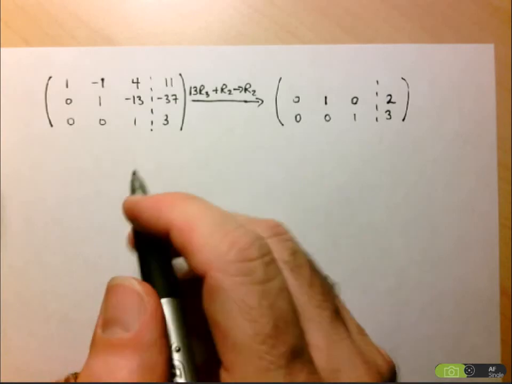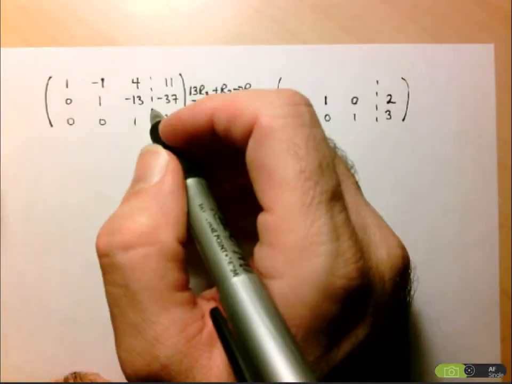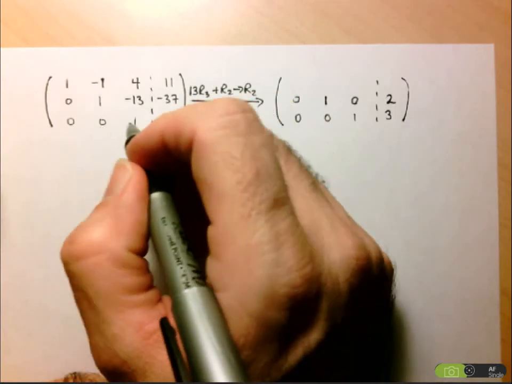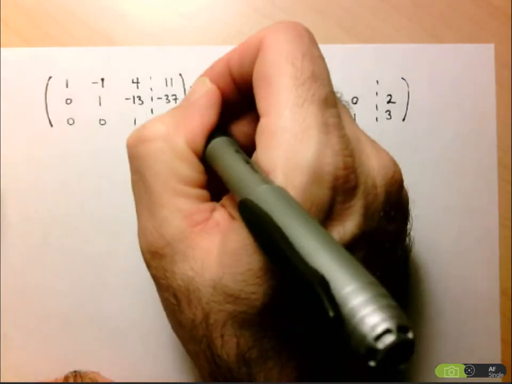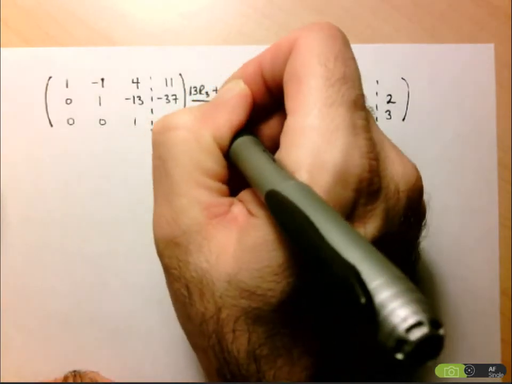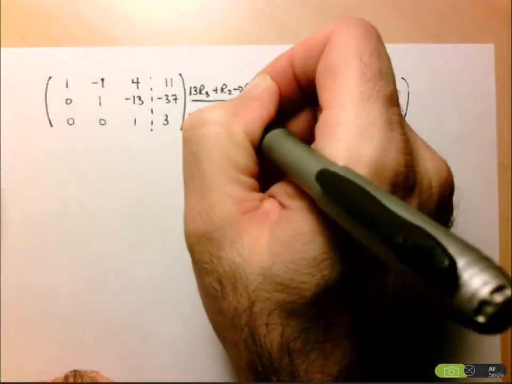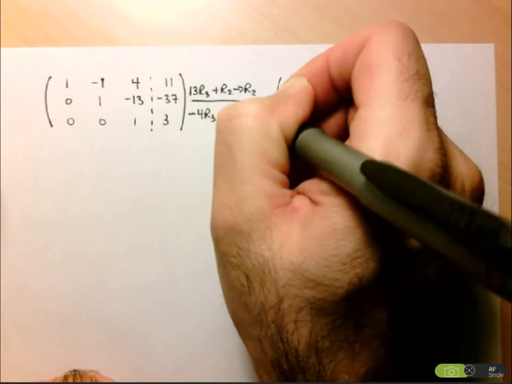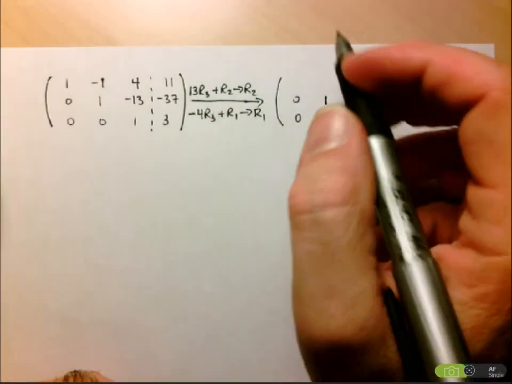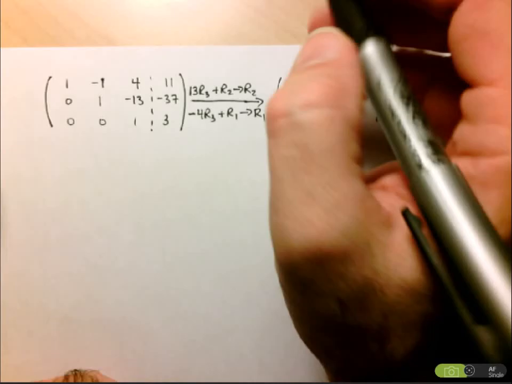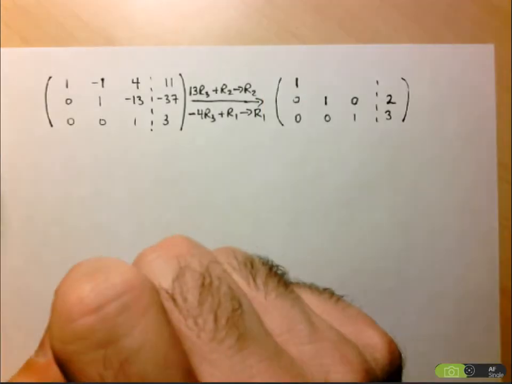Now, because I didn't do anything with row 1, I can actually perform that operation in the same step. Okay, so here, let's see what we're going to have to do. I'm going to multiply row 3 by negative 4, and then I'm going to add row 1 and replace row 1.